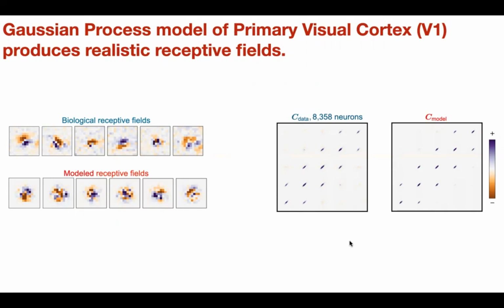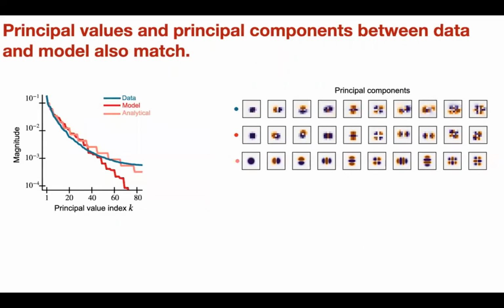And then on the right, I'm showing you the covariance functions that I get from these receptive fields. So here is the one we get from the data. So this is a covariance function from 8,000 neurons recorded from mice. And then here is the corresponding covariance function from the model. And they look very similar. And moreover, the principal values and the principal components between the data and model also match. And these are PCs and PVs of the covariance matrices we saw earlier.